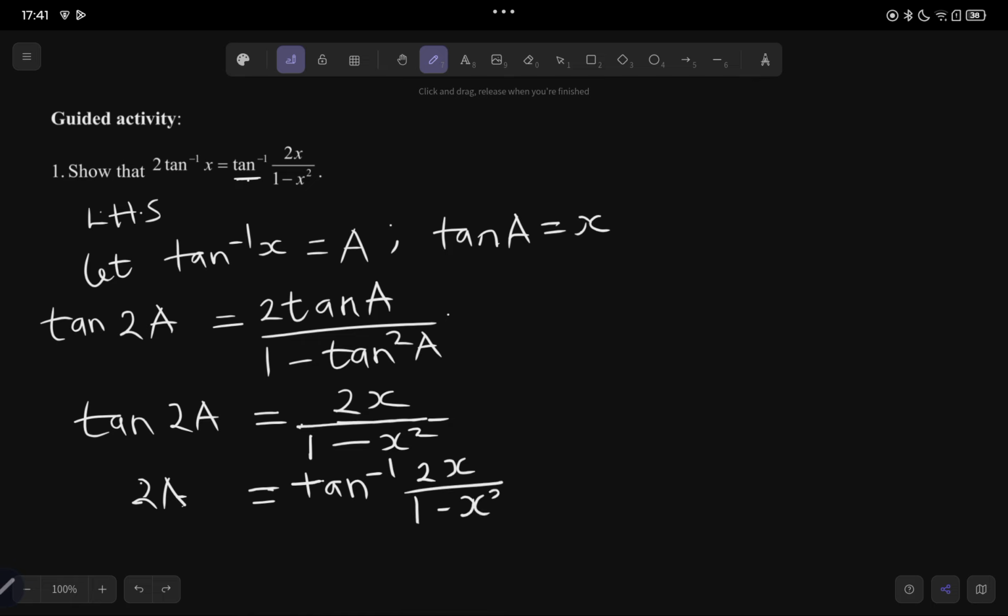But what was our A? Our A was tan inverse of x. So 2 tan inverse of x is equal to tan inverse of 2x out of 1 minus x squared, and we have derived our expression which we are supposed to show. So as required.